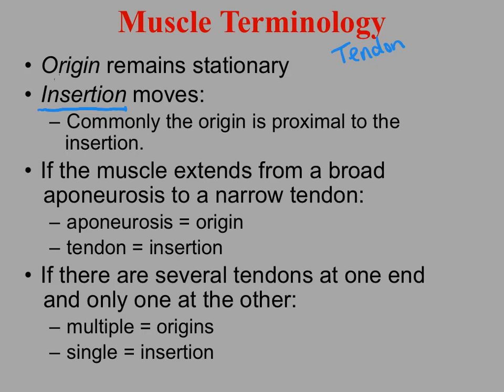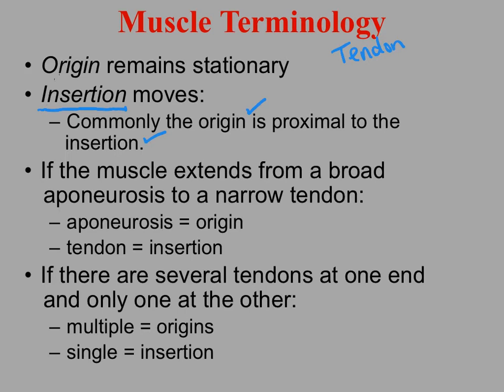Another way to remember this, or just a general rule, is that the origin is proximal to the insertion. So the origin is closer to an attached base than the insertion. So we go back to the biceps brachii example. The scapula is the origin, and that scapula is proximal to the radius and the ulna, the insertion.